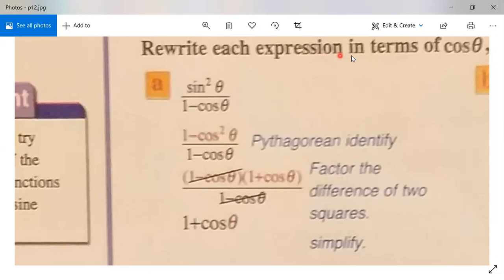Rewrite each expression in terms of cosine theta. We need only cosine theta. Mister, I didn't understand. Which step? Like, we have sine square, not cosine square. Why do we rewrite it again? You ask why we have sine square and we write 1 minus cosine square? Yes, exactly, we have identities.